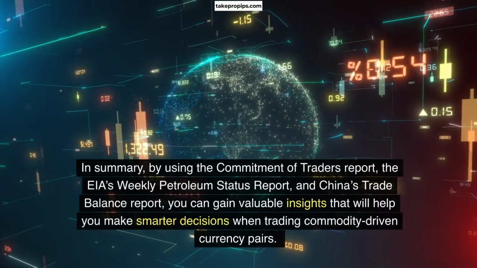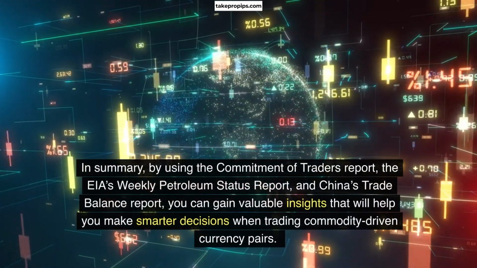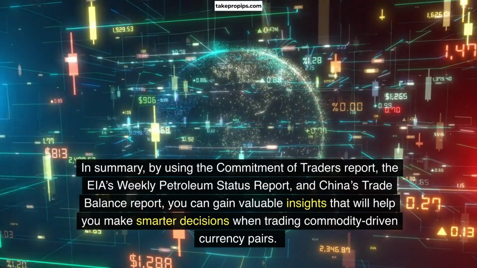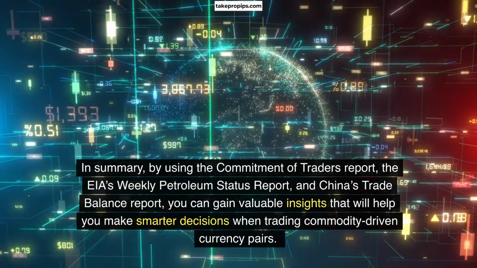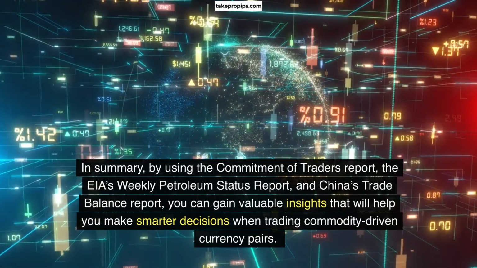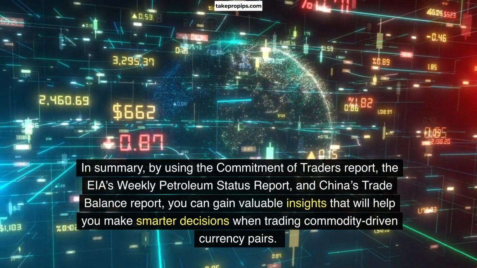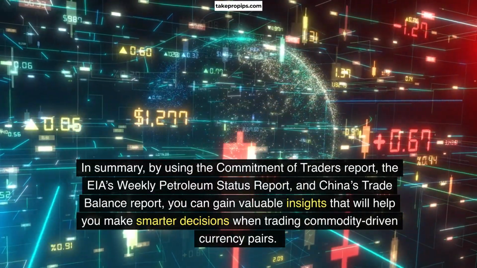In summary, by using the Commitment of Traders Report, the EIA's Weekly Petroleum Status Report, and China's Trade Balance Report, you can gain valuable insights that will help you make smarter decisions when trading commodity-driven currency pairs.